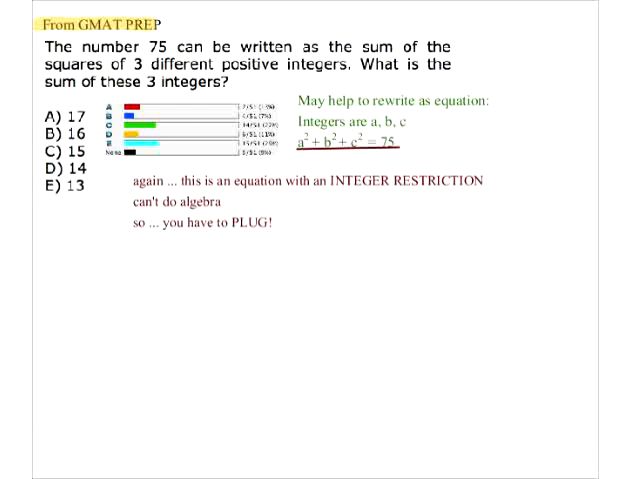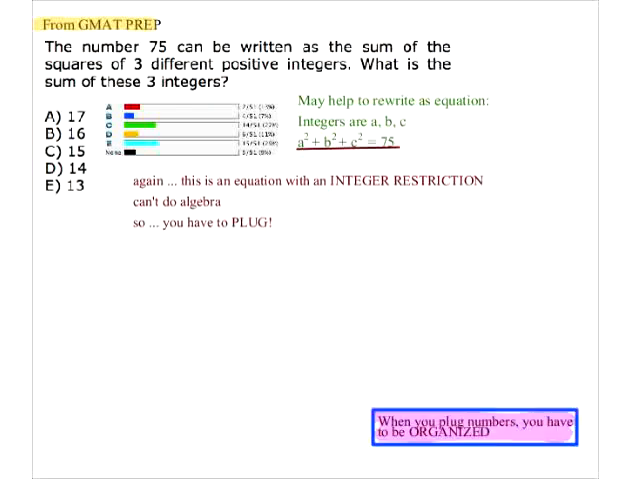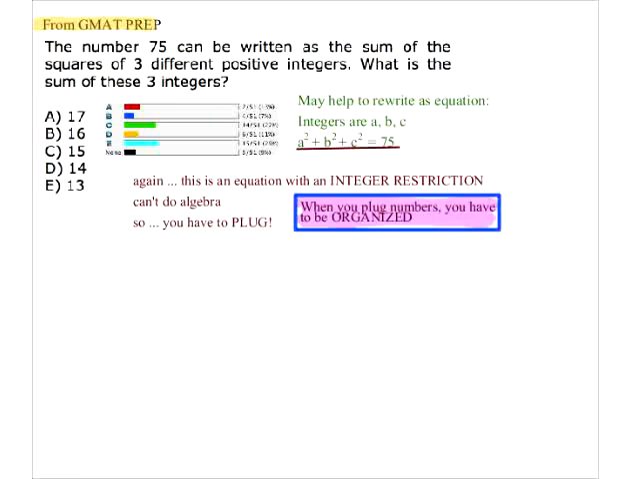Here's one way of being organized here. It's not the only way, but I'll show you one sample method that'll work here. Again, we're working at the same theme here, which is that when you plug numbers, you have to be organized. So each of these squares, these are all perfect squares. Each of the a squared and b squared and c squared must be one of the list of perfect squares. So there's your exponents. Each of those numbers has to be one of the numbers in this list, because those are perfect squares of integers. And you can stop at 64 because the next one is bigger than 75. So we just need to organize somehow. Let's have an organized approach.